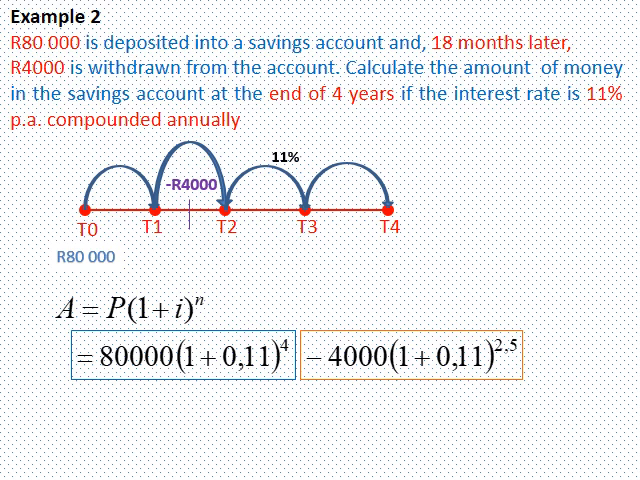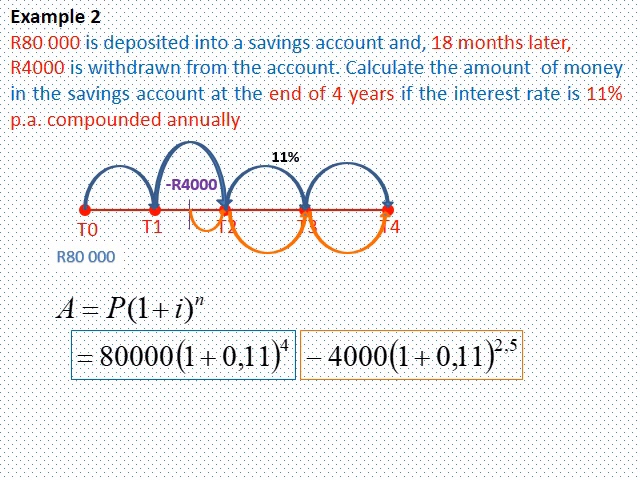So we need to account for that interest, and that's why the 4,000 rand is still multiplied by 1 plus 0.11 because of 11% interest raised to the power of, in this case, it's now 2.5, because if we count the bunny hops, that tiny little orange hop represents half a year, 1 full year, another full year. So in total there are 2.5 years attached to the 4,000 rand withdrawal.